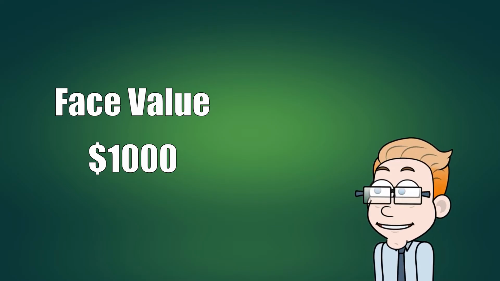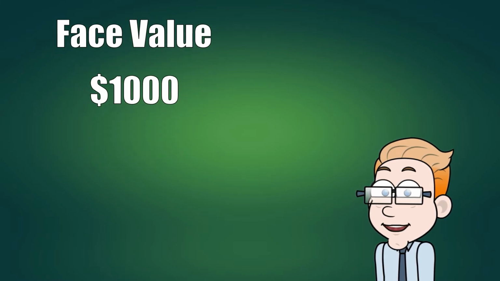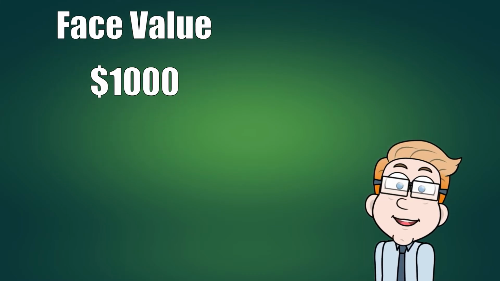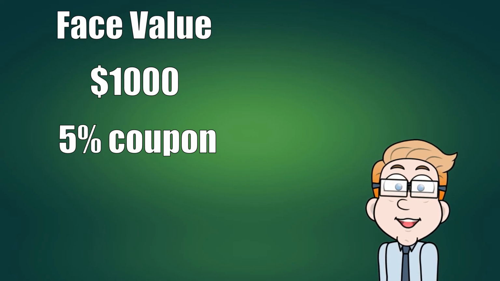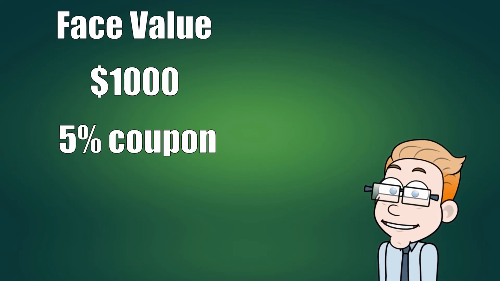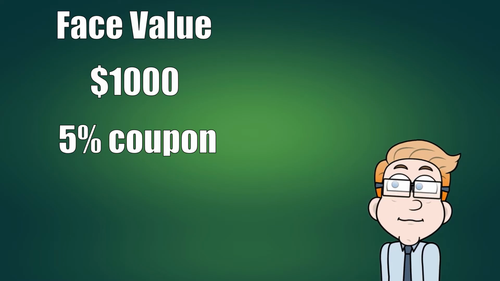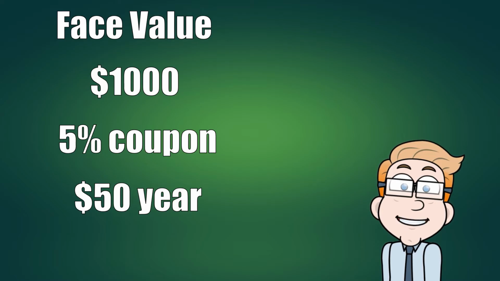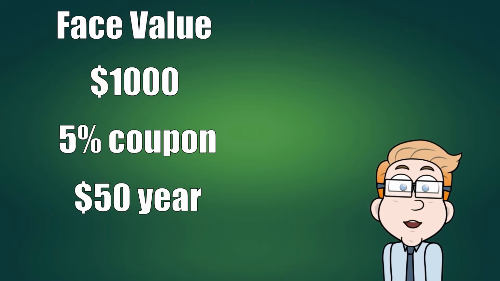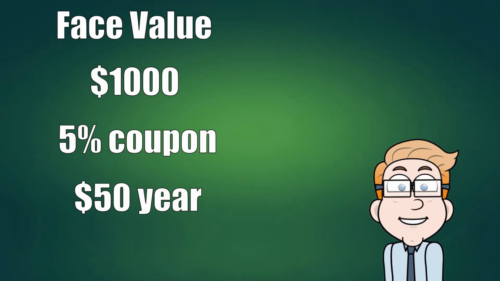Let's take a look at an example. Suppose you purchase a bond with a face value of $1,000 and a 5% annual coupon rate. Over the life of the bond, you'll receive yearly interest payments based on the 5% rate, amounting to $50 each year. And when the bond reaches its maturity date, you'll receive the $1,000 face value back.